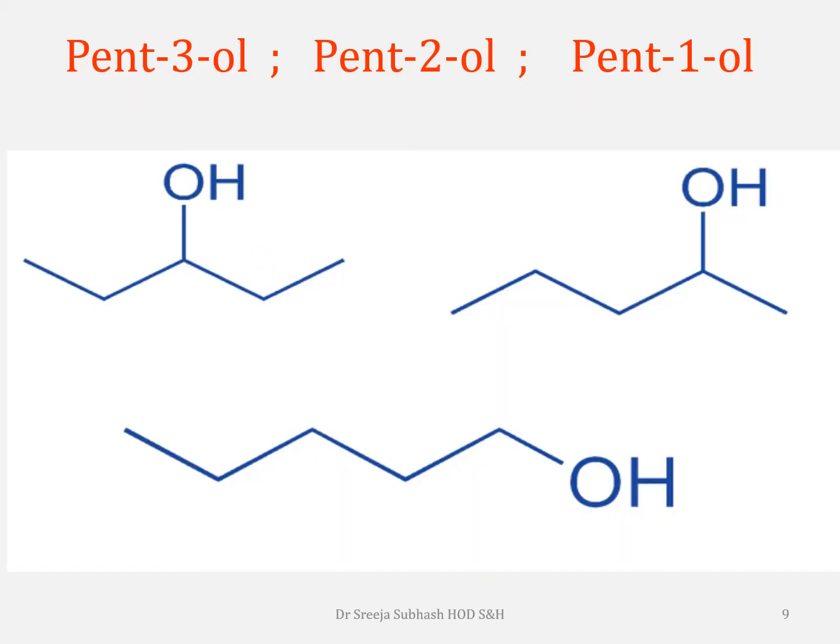This slide shows yet another example of the same thing, that is pent-3-ol, pent-2-ol and pent-1-ol. What do I mean by that? It is a pentanol with the position of the OH group changing. In the first case, it is on the third carbon atom. In the second case, it is on the second carbon atom. And in the third case, the functional group is on the first carbon atom. Pent-3-ol, pent-2-ol, pent-1-ol. This is yet another example of position isomerism.